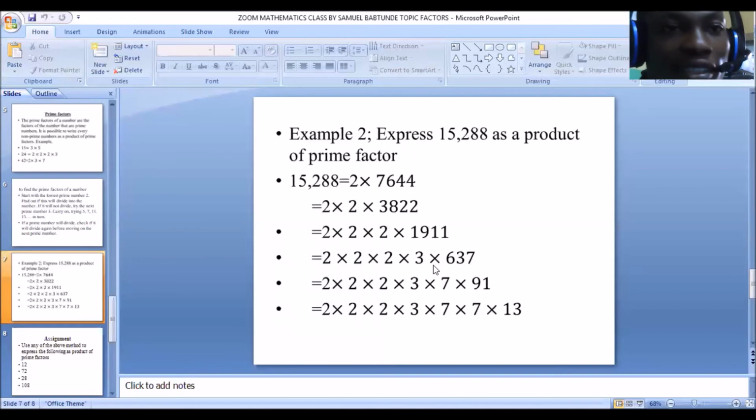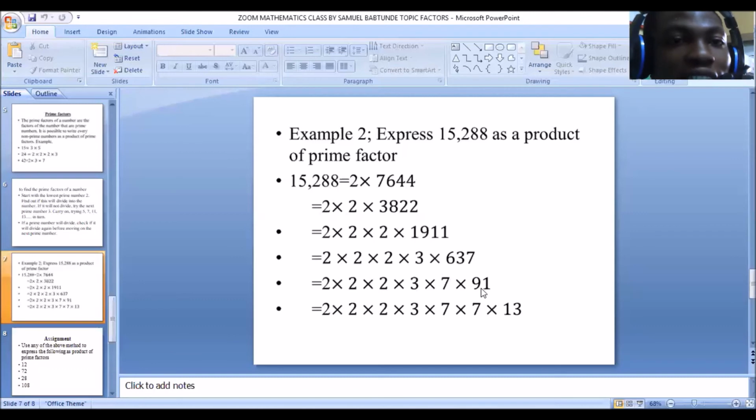So I accept the 3. Now I check again. Can 3 go into 637? No. I move to my next prime number, which is 5. Can 5 go into 637? No. I move to my next prime number, which is 7. Now, can 7 go into 637? Yes. How many times? 91 times. So I put my 7.